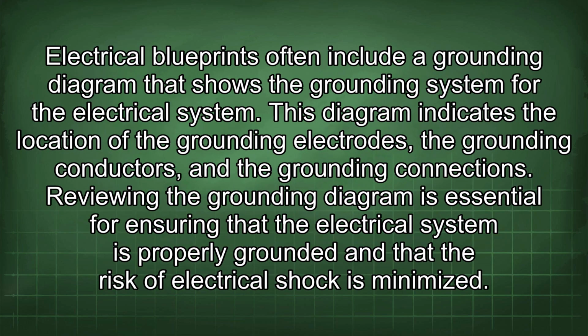Electrical blueprints often include a grounding diagram that shows the grounding system for the electrical system. This diagram indicates the location of the grounding electrodes, the grounding conductors, and the grounding connections. Reviewing the grounding diagram is essential for ensuring that the electrical system is properly grounded and that the risk of electrical shock is minimized.